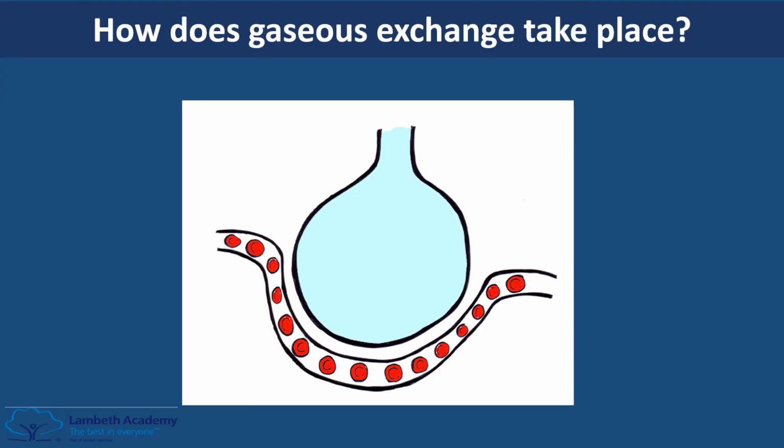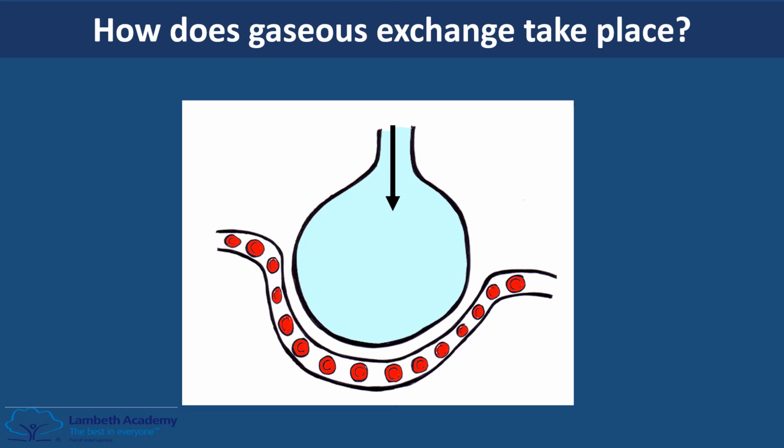We are going to be looking at the whole process of gaseous exchange. So the process happens in two parts. One of the parts is the delivery of oxygenated blood to the working muscles, and the second part is the removal of carbon dioxide from the blood and turning that into a gas.